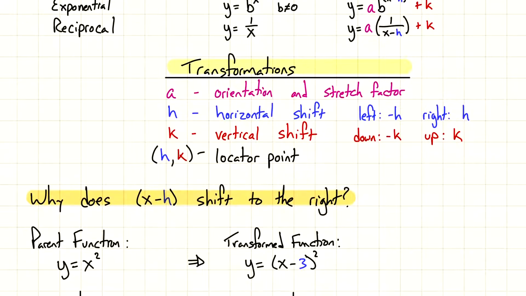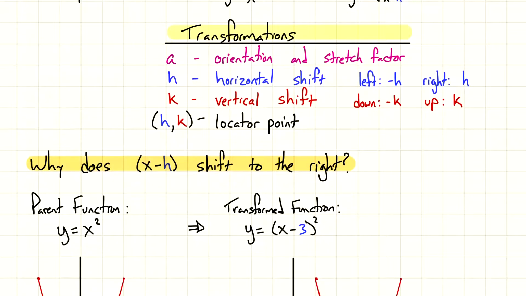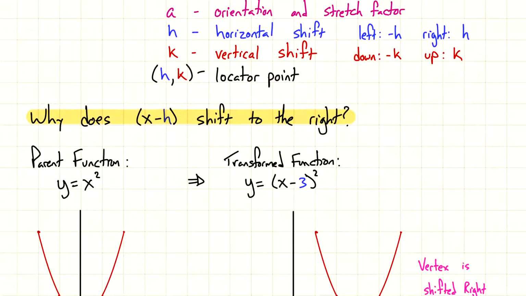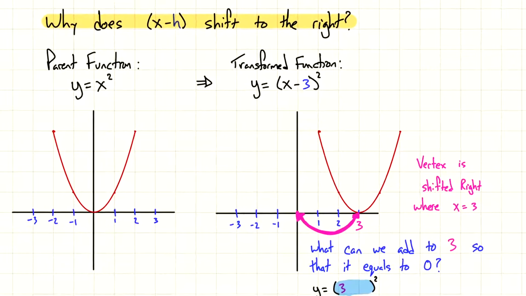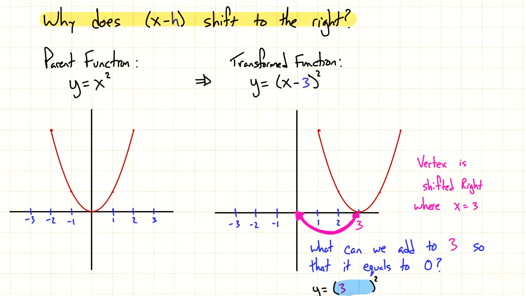So what I wanted to discuss today, or really just in this problem, is why does the x minus h portion, right? All these graphing forms have an x minus h. Why does that shift to the right and not to the left?